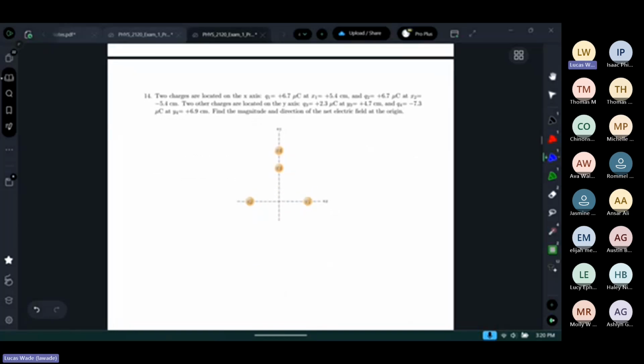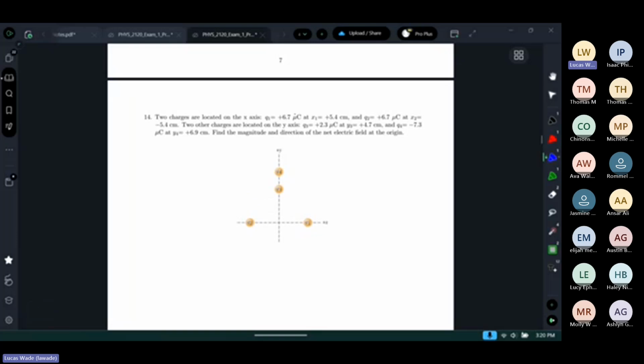All right, two charges are located on the x-axis. When I read a problem like this, I don't really care about the numbers if it's an electric field problem. I just care about their signs. So I'm looking at that's positive, positive, positive, negative. And I put that on my picture immediately. Positive, positive, positive, negative. I want to find the magnitude and direction of the net electric field at the origin, meaning right there.